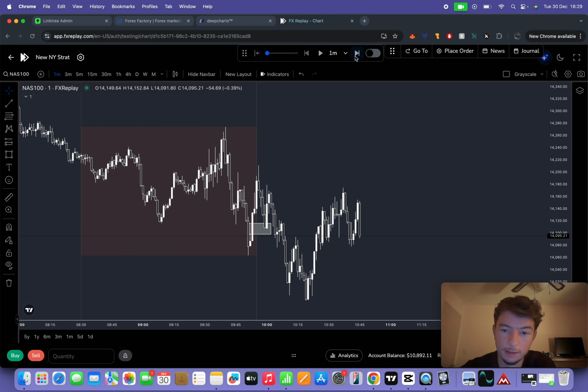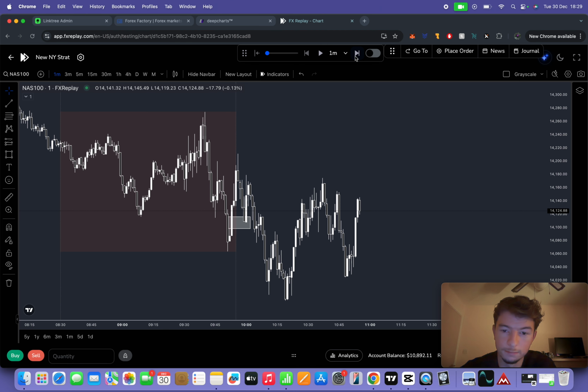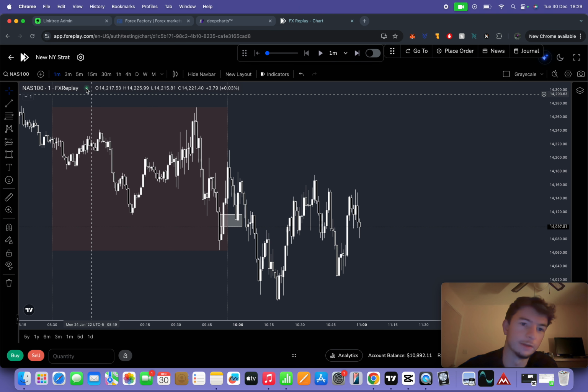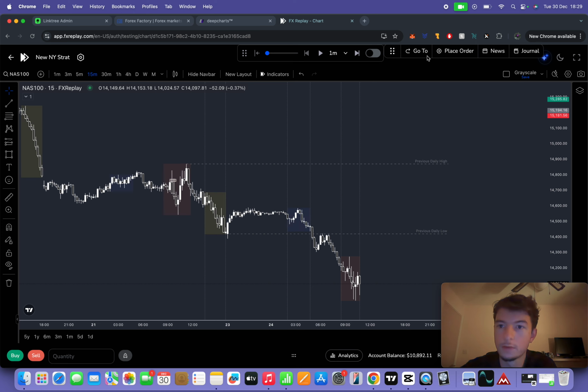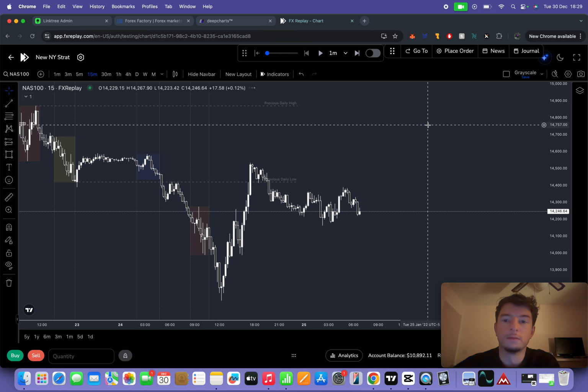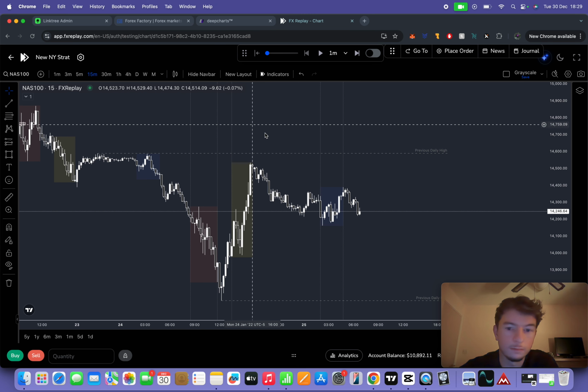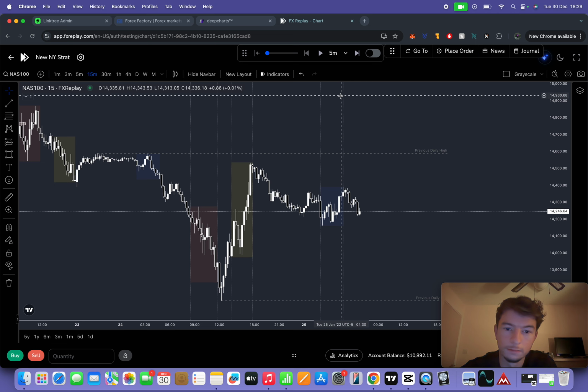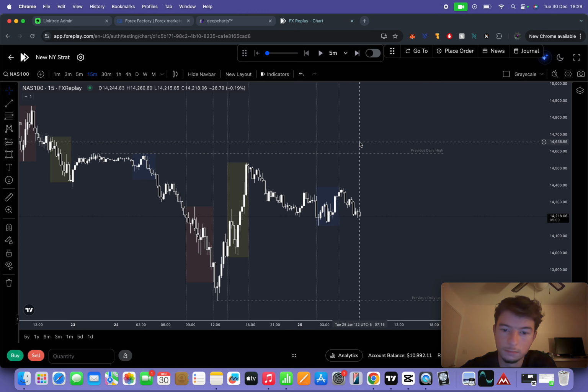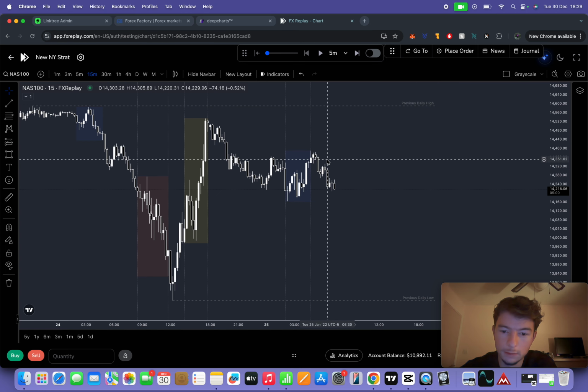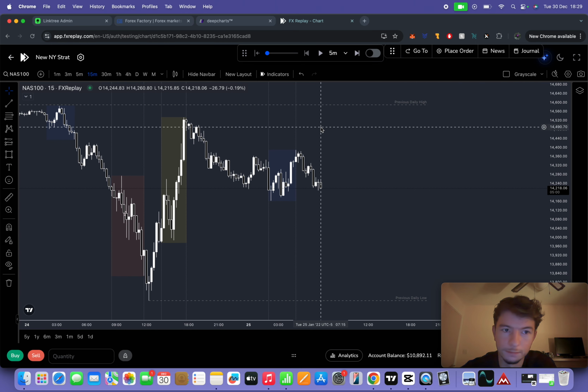And then 11 o'clock. Yeah, so not ideal there. Okay. Now we're in the middle of the range. Let's just zoom in a bit. It's on a 15-minute chart here.